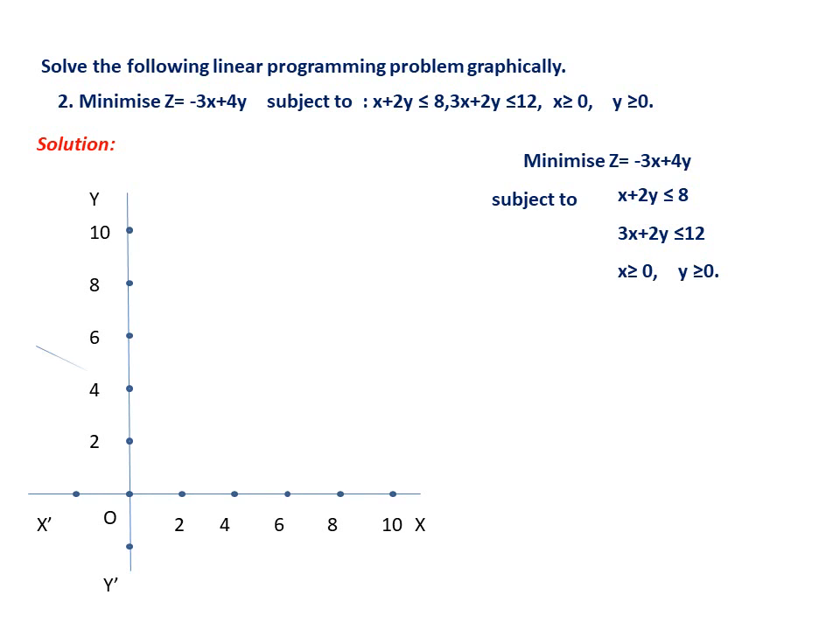Now you draw the graph. See, when you draw the first graph, you get it like this. That is x plus 2y less than or equal to 8, one straight line. And 3x plus 2y less than or equal to 12, the second straight line. Then shade the feasible region.